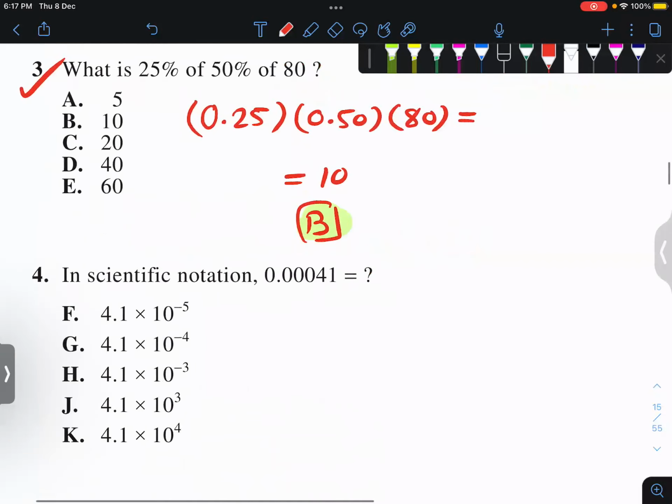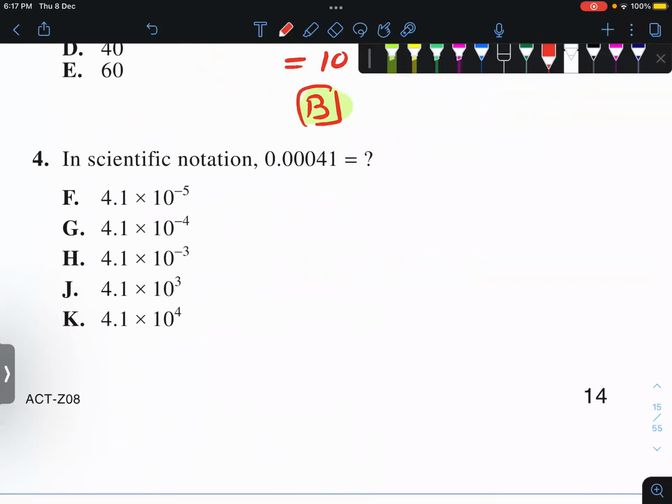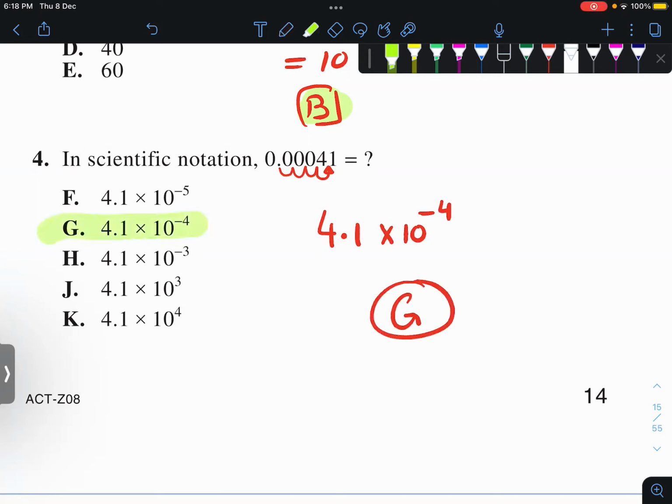Yes. Okay. Number 4, in scientific notation, 0.0004 1. So we should move the decimal point 1, 2, 3, 4. Okay, it should be 4.1 times 10. And since we moved to the right, the exponent will be negative. To the right, negative. To the left, positive. And we moved 1, 2, 3, 4. So it's a negative 4. So the answer is G. Is it right? Yes. Next question, number 5.